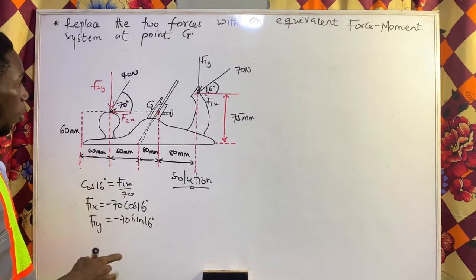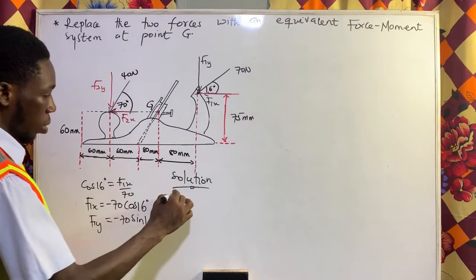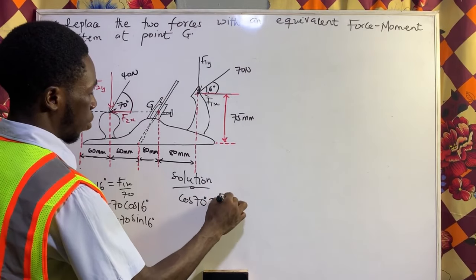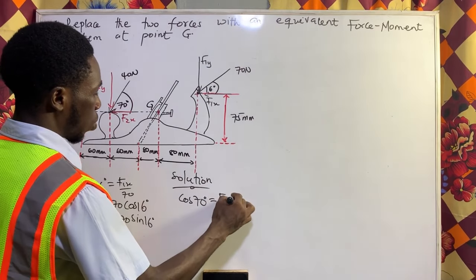So let's do the same for the 40 newtons force. We're going to have cosine of 70 degrees equal to F2x over 40. So we're going to have F2x equal to minus 40 cosine of 70 degrees, right? It's pointing in the negative x-axis direction. We're going to have F2y also equal to minus 40 sine of 70 degrees, negative y-axis direction. So now let's find the resultant of the components.